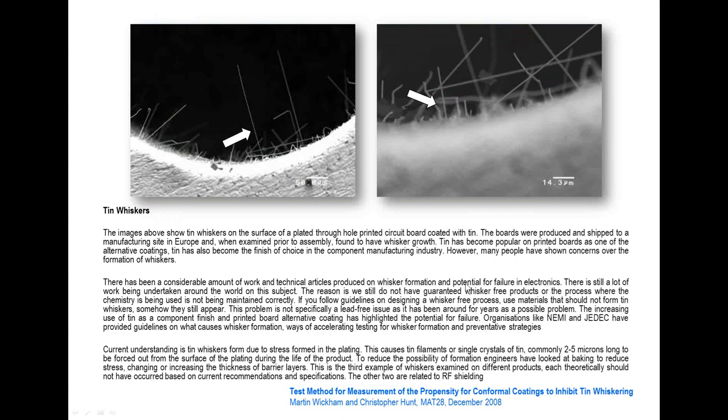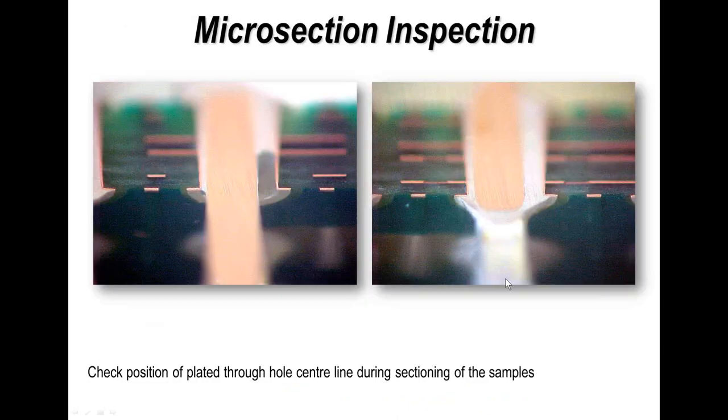But the fundamental way in which the whiskers form is covered in a very good technical paper, which was produced by MPL. And I'll give you details on how to download that a little bit later on. Now, when you're doing quality control checks or monitoring PCB fabrication, microsections is a very good technique. And normally speaking, you would do this with your supplier.